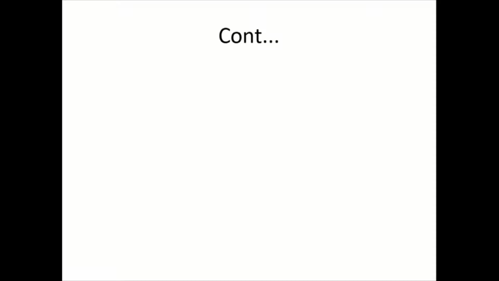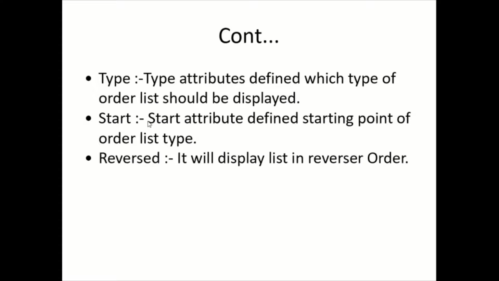Let's understand this. The type attribute defines which type of ordered list should be displayed. The start attribute defines the starting point of the ordered list. Reversed will display the list in reverse order. Sorry, I made a mistake, R should be D. Okay, that's it about the definition. Let's move to the code editor so that we can see it in action.